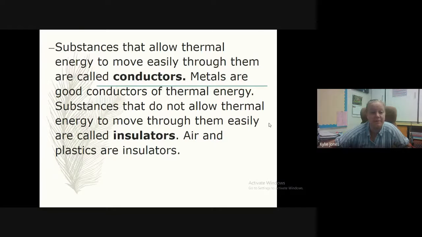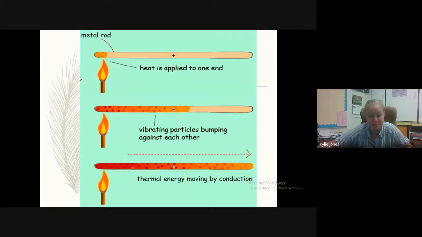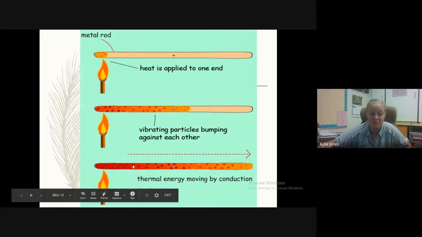Here's an example. If we have a metal rod, like just a piece of metal that's super long, and we apply heat to one side of it with fire or something, it's going to start heating up on this side. And then the longer you're heating it up, the more of the particles are going to start vibrating against each other and start heating up the rest of the rod, until finally thermal energy has moved all the way through the rod, but it's always going to be hotter where the fire is hitting versus the other end where it's not.